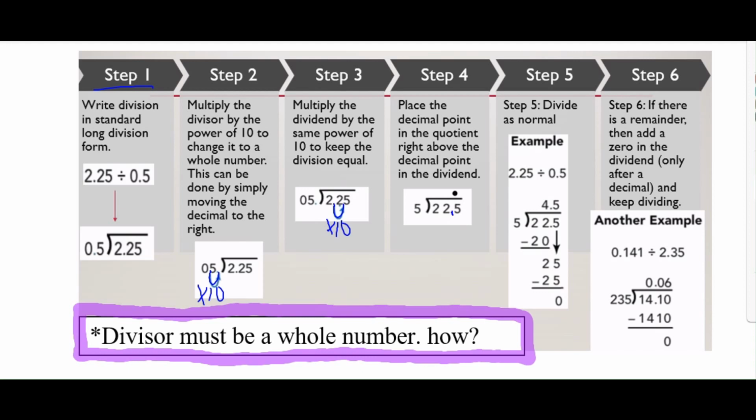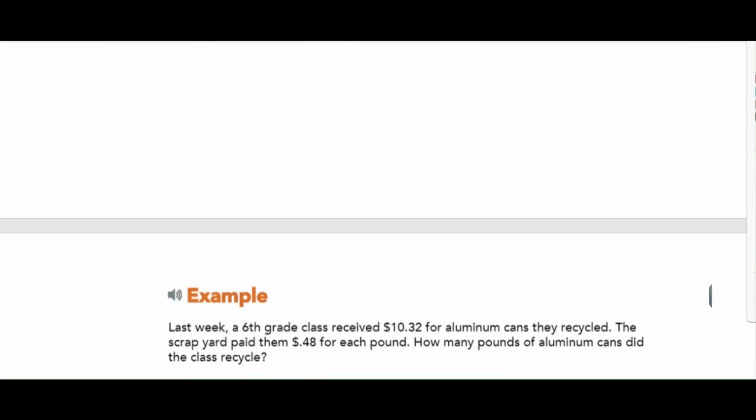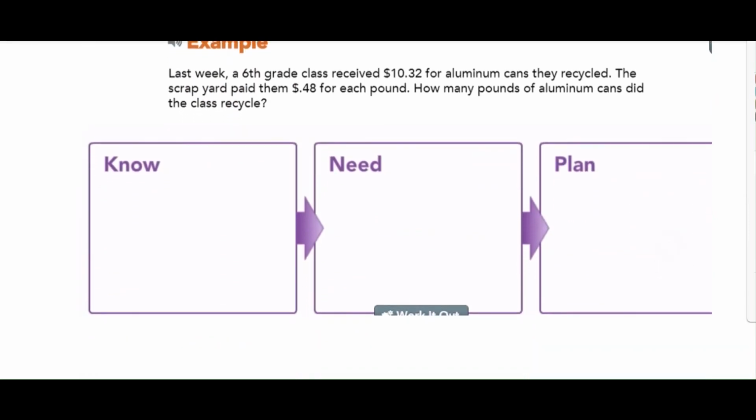And then you want to place your decimal point from the dividend to the quotient. And then you would divide as normal. See how many times 5 goes into the numbers. Your decimal point is already placed, so you divide as normal. If your decimal does not terminate, you would just add a 0 in the dividend, bring it down, and keep dividing. So those are the steps, the general rules. The main thing, your divisor must be a whole number. So we're going to look at an example.